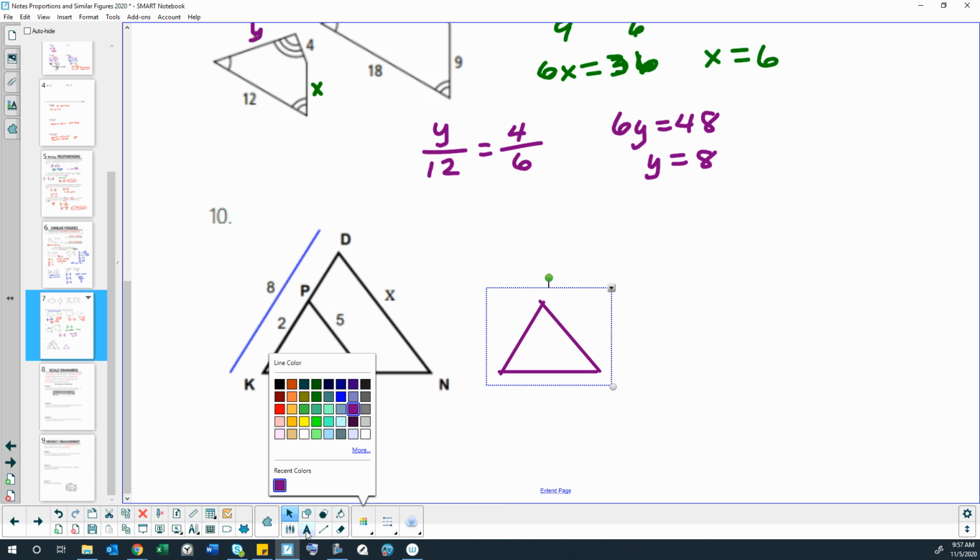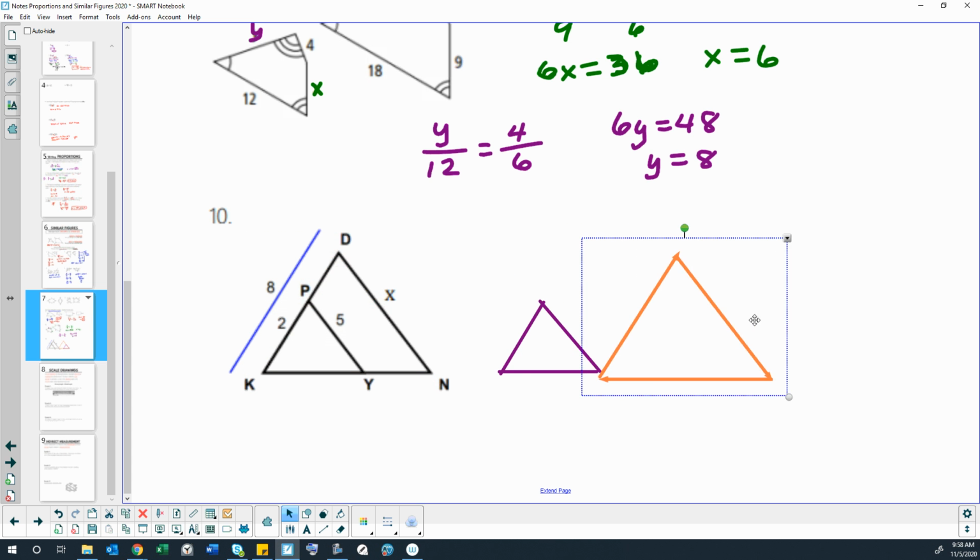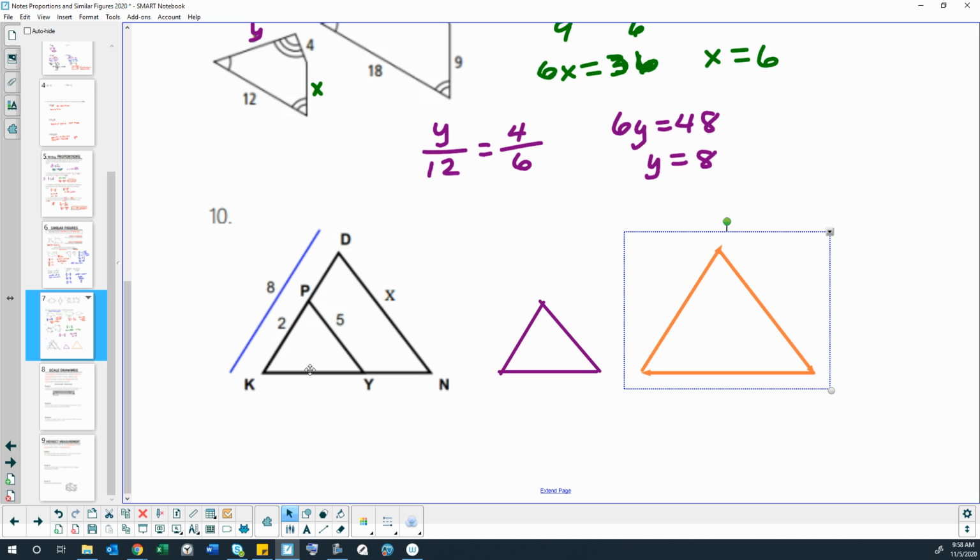And then I could do, let's pick a different color. We could do this other triangle. Oh, I didn't mean to pick one with an arrow on it. Ah, well, not a big deal. So there's our bigger triangle. Select all my sides, group them together, and move that over there. So now I can see easier the two triangles that are overlapping, and I can label them separately.